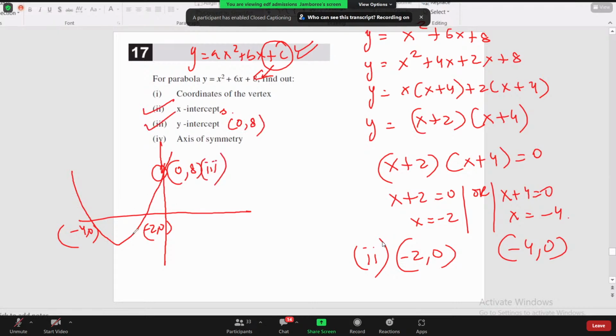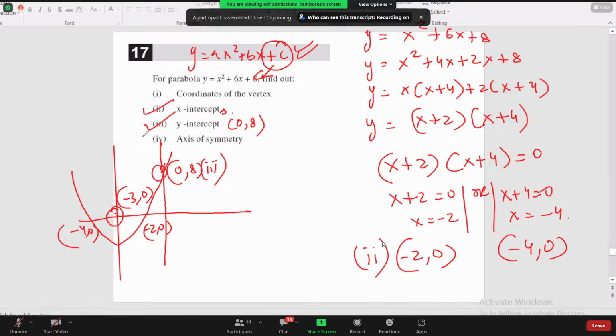Then comes axis of symmetry. As discussed, axis of symmetry is a line which divides the parabola into two equal halves. It always passes through the vertex of the parabola. Which means if this coordinate is minus 4 comma 0, and this coordinate is minus 2 comma 0, then this needs to be in between and it has to be minus 3 comma 0.